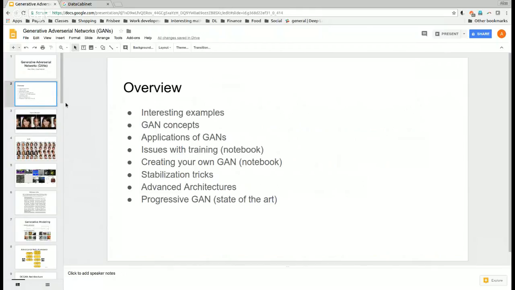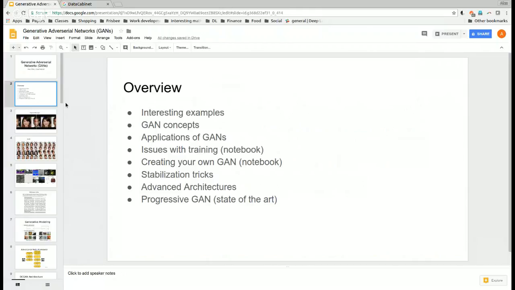Then we're going to talk about the issues with training GANs. We're talking about how successful they are, and we have all these great examples, but there are actually a lot of problems and challenges in terms of their stability. We will talk about those. I also created a notebook which illustrates from a very simple example why these issues occur, and sparks some ideas for working around them.